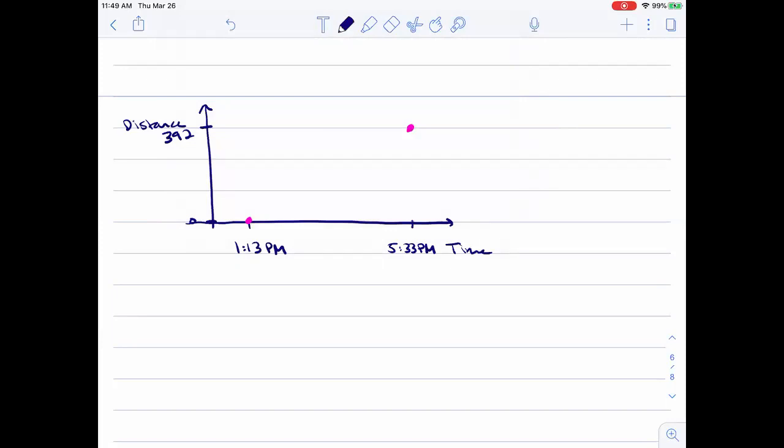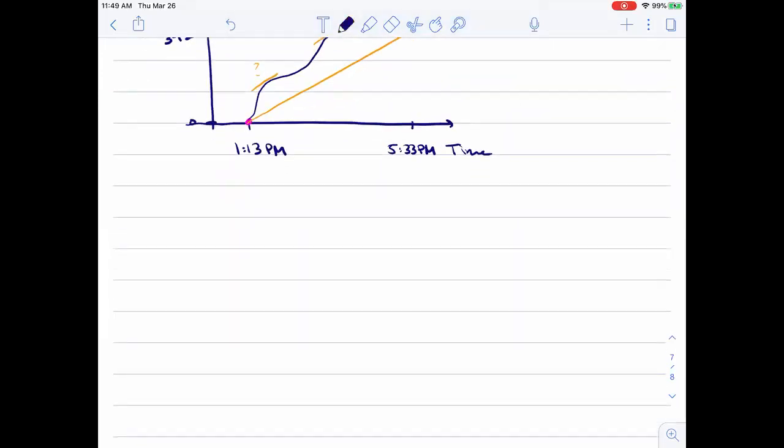Our path to traveling that distance might look something like this. And what we see is that we've got 2 points here where the slope of the tangent line is the same as the slope of the secant line. Okay, so we can figure out what these velocities are.